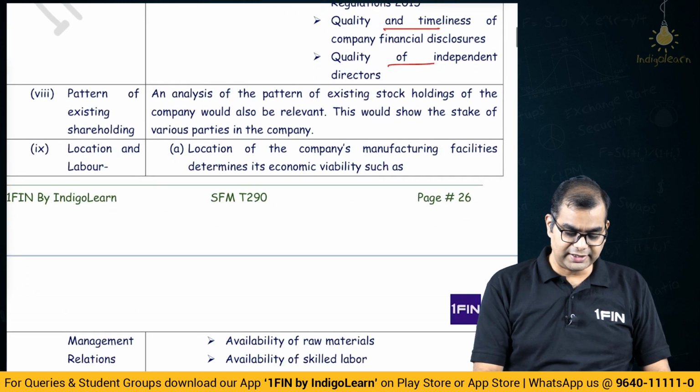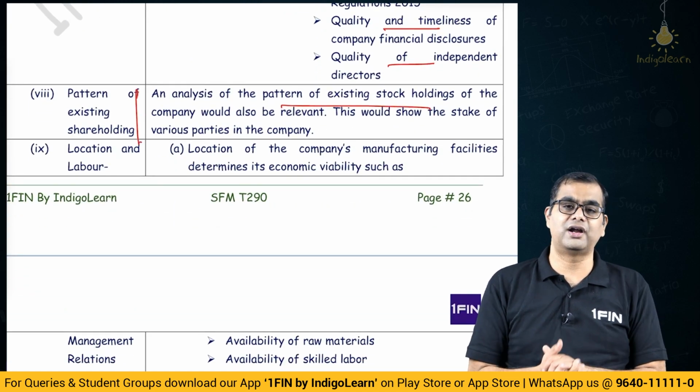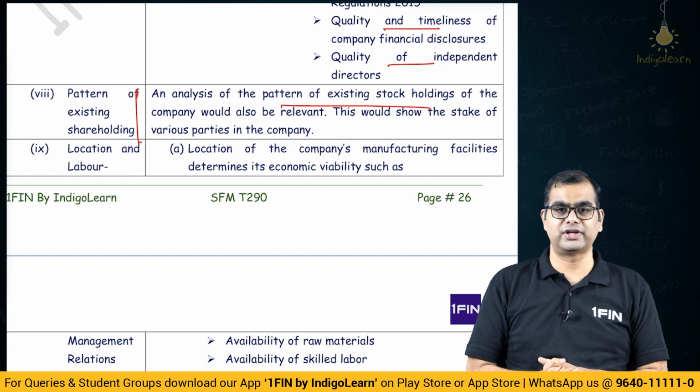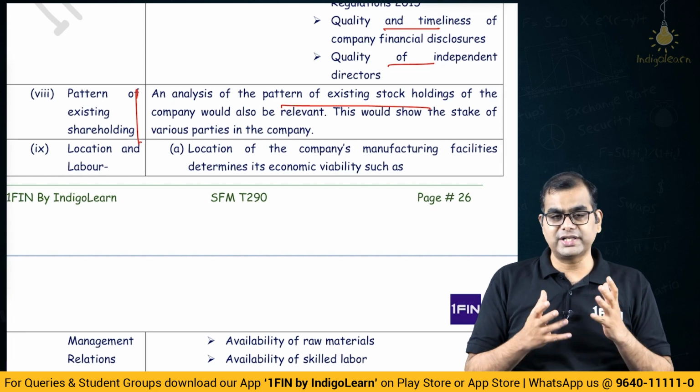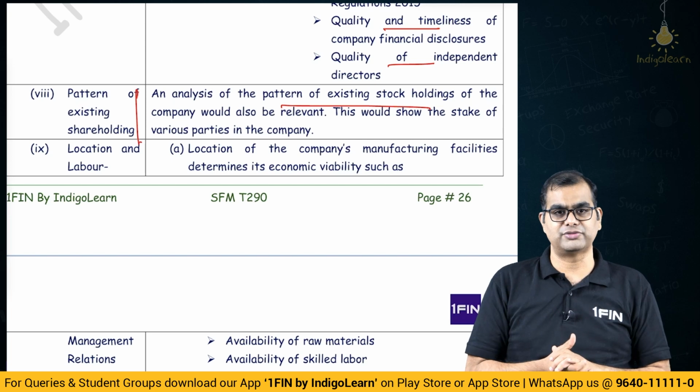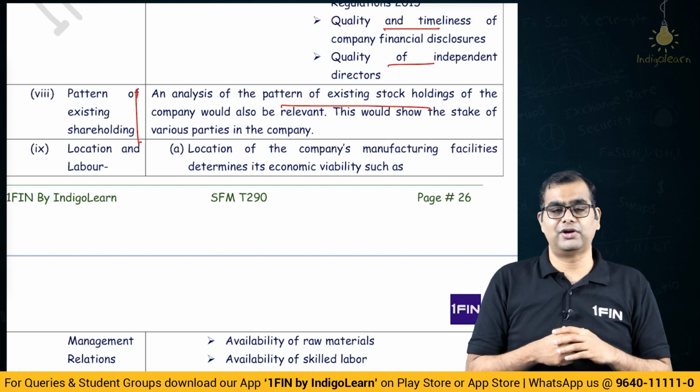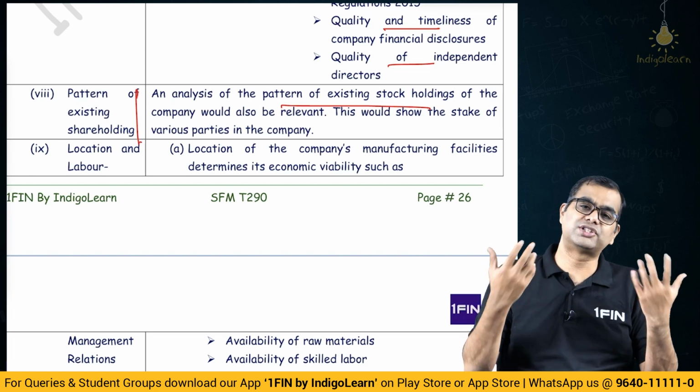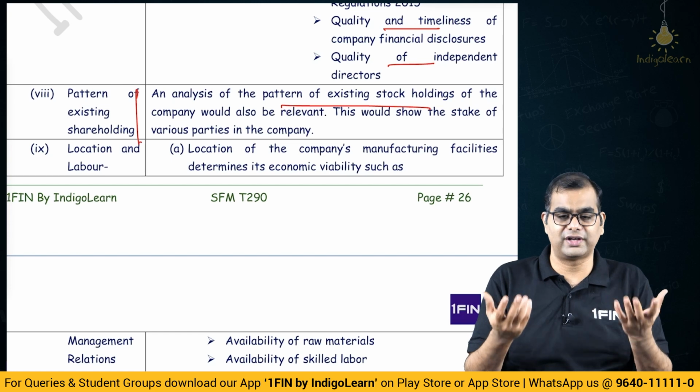Okay. Then pattern of existing shareholding. Existing shareholding would allow an analyst to figure out who the owners of the company are. What is driving it? If it is very largely FIIs, then you probably will have a professional management. If there is some family business involved, how much do they hold? Do they hold too much stake or too little stake? So you have to figure out things like that.